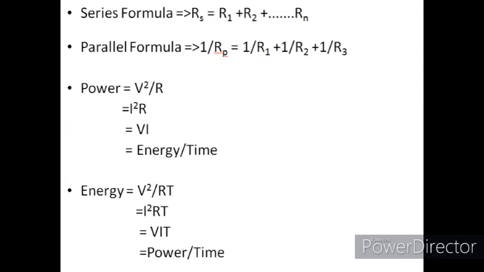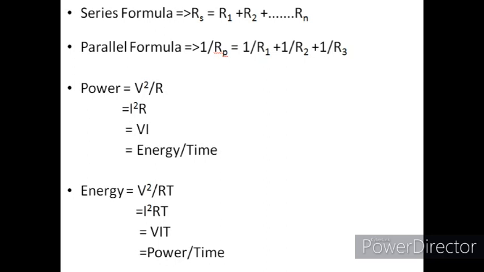Next is the series formula, in which the resistances directly add up. RS is equal to R1 plus R2 and so on up to Rn. Similarly, in parallel combination, the equivalent resistance is the sum total of the reciprocals of all the resistances in the circuit. So 1 by Rp is equal to 1 by R1 plus 1 by R2 plus 1 by R3 and so on.